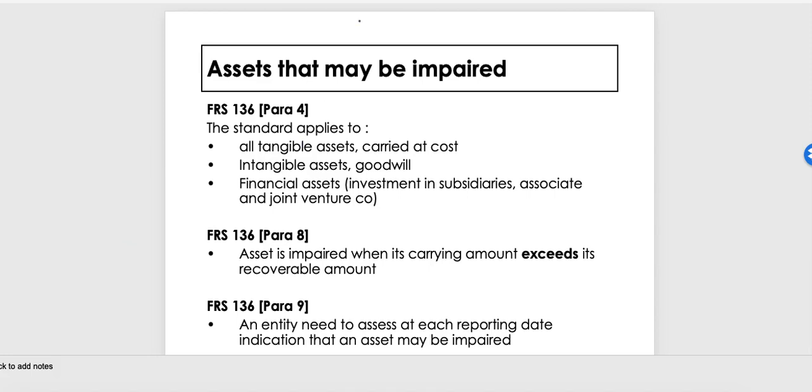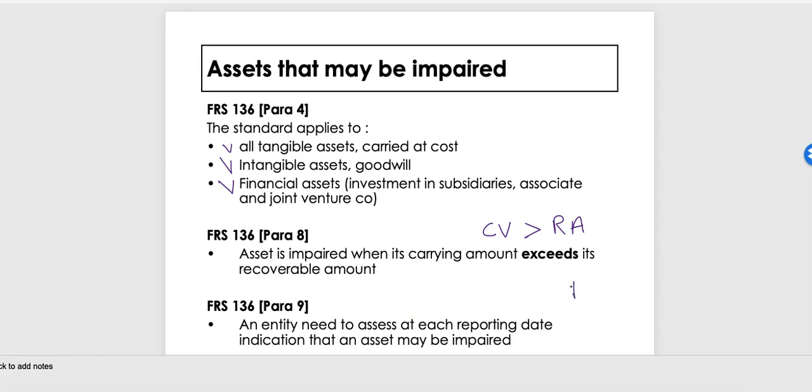All tangible assets carried at cost, intangible assets, including goodwill, and financial assets. An asset is impaired when its carrying amount is more than RA. If the carrying amount is lesser than RA, it means that there is no impairment, so you can continue to carry the same amount to the next period. An entity needs to assess at each reporting date for indication that an asset may be impaired.